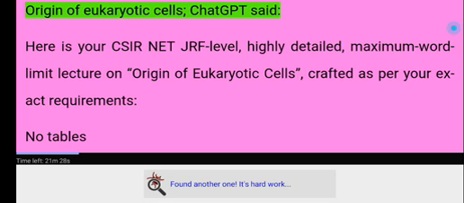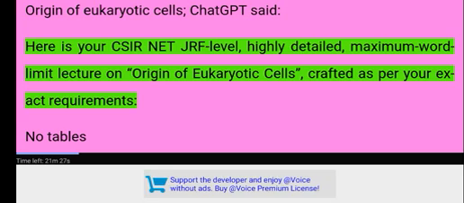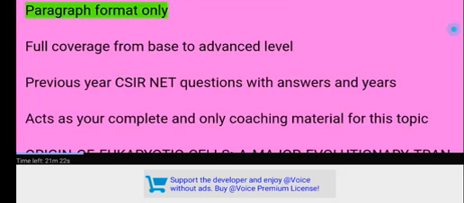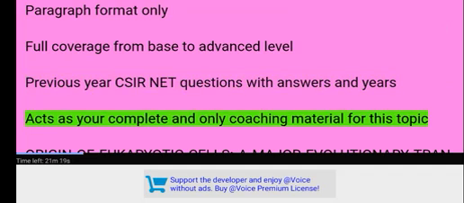You said: Origin of eukaryotic cells. ChatGPT said: Here is your CSIR-NET JRF level, highly detailed, maximum word limit lecture on Origin of eukaryotic cells, crafted as per your exact requirements. No tables. Paragraph format only. Full coverage from base to advanced level. Previous year CSIR-NET questions with answers in years. Acts as your complete and only coaching material for this topic.